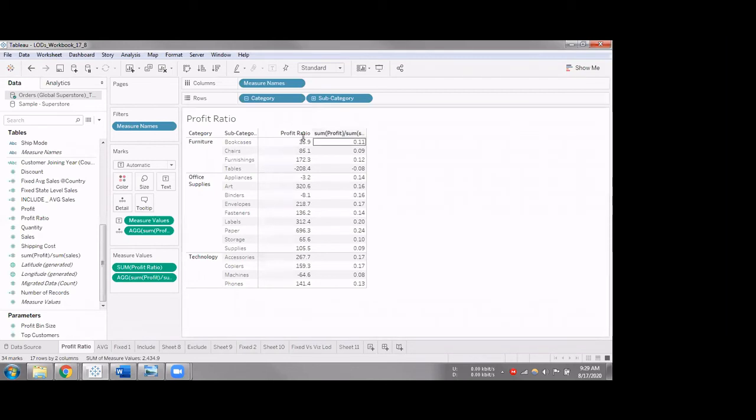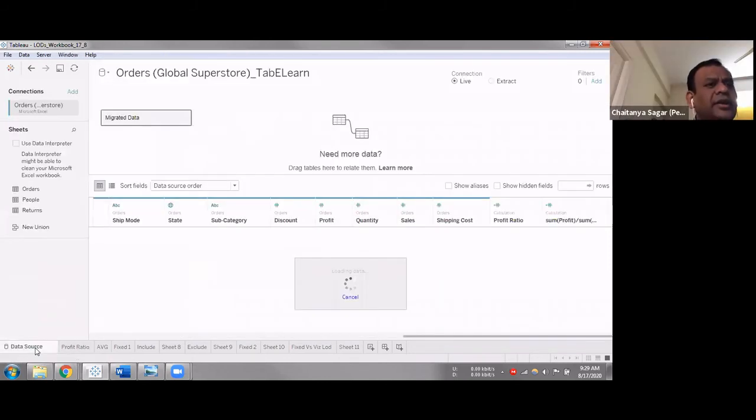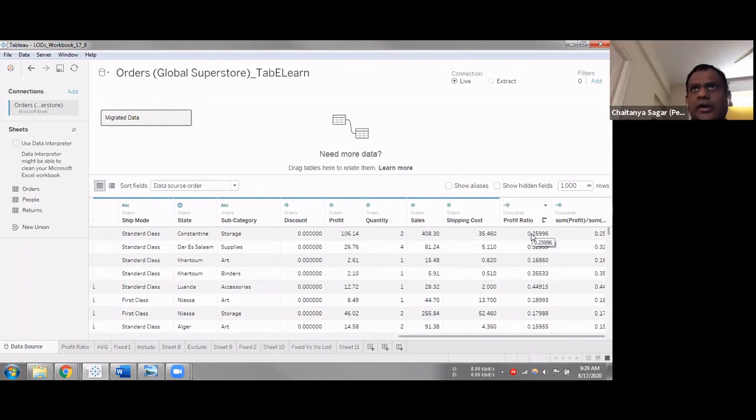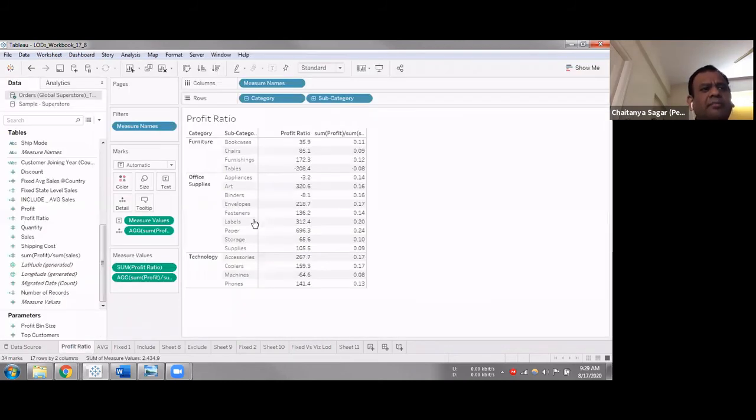No. We just saw two things here. The calculation can work at the level of detail of the data source, as we saw here with profit ratio, at the level of detail of the data source. That's why you have the sum profit aggregated into more than one, right? So that is one. But here, this one was an aggregate.